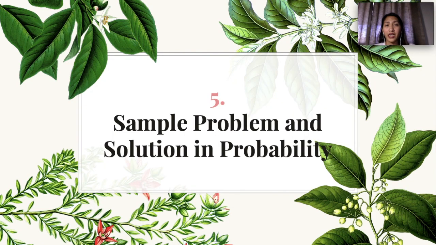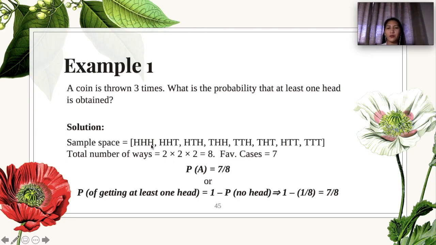Okay, now let's proceed to the last part of our lesson, the sample problem and solution. Ang sample space mo dyan is, nag-throw ka ng coins, tapos 3 heads yung lumabas. Yung 3 coins, 3 heads. Another probability is 2 heads, ito yung pangalawa, tapos isang tail.